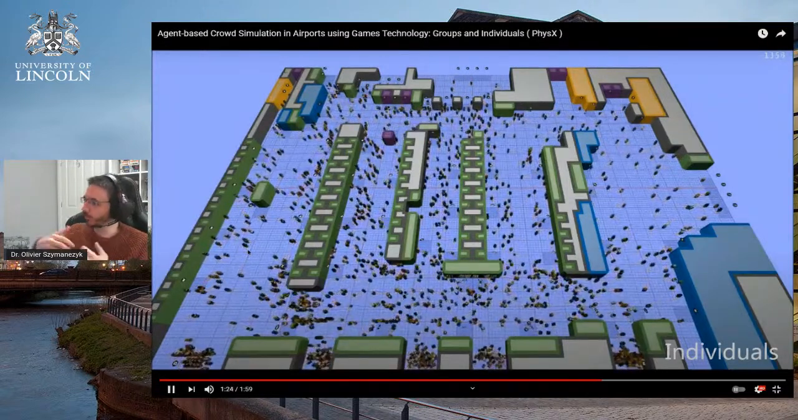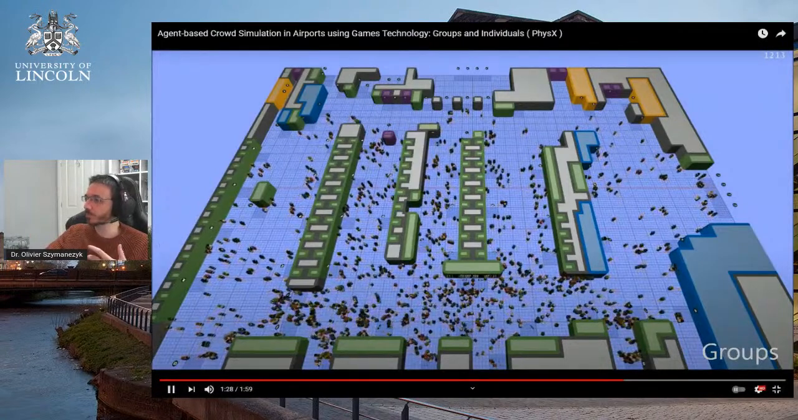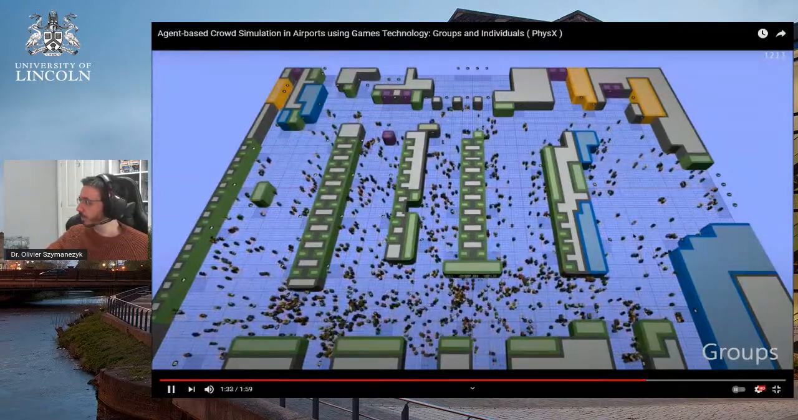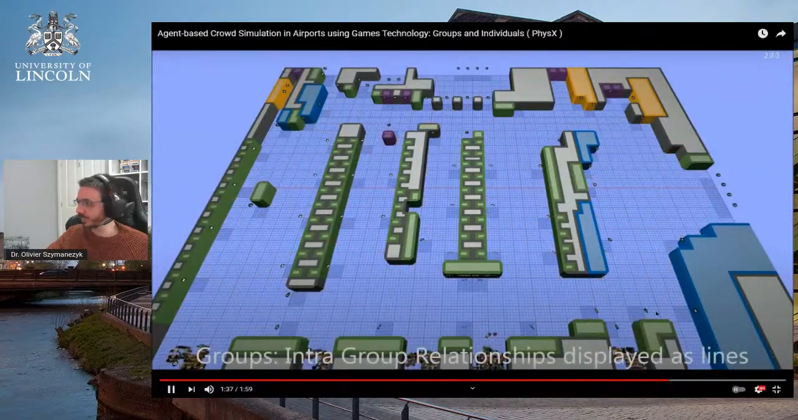And then I've got the result with social groups. So basically I'm forcing people to walk in small groups. Like here we've got a couple of two people. Here we've got two people. No, actually I thought that was a group. Here we've got a large group of six.